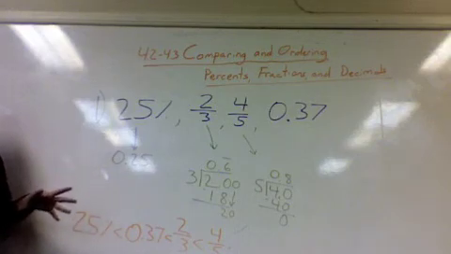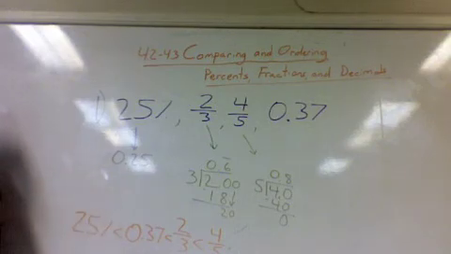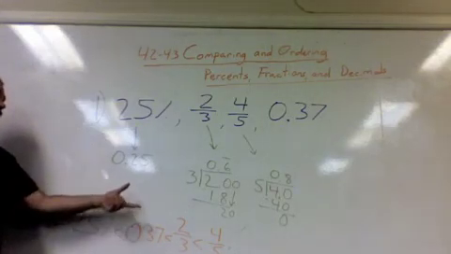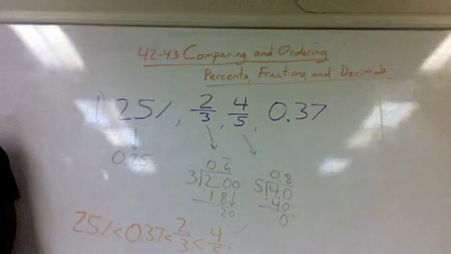Not every teacher is going to do this the same way. This is the way I want you to solve this. 25% is less than 37 hundredths, is less than 2/3, is less than 4/5. If you got that right, great job. If not, look over my work and see if you can understand how I got it.